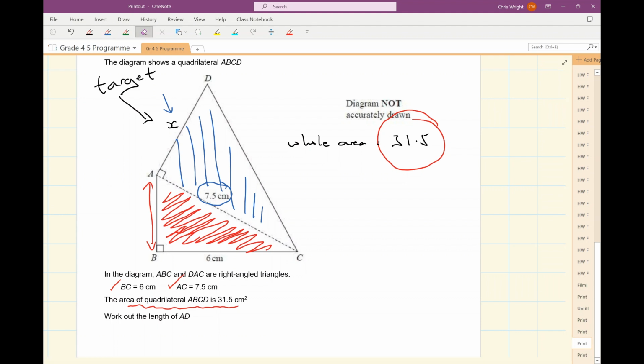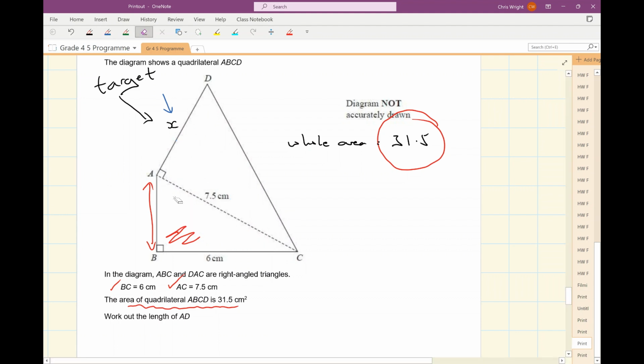Okay, so let's do that. Let's go backwards. So we'll start by working out that red length from A to B. So I'm looking at the bottom right-angle triangle. I've got 7.5 squared and 6 squared, and then I'll just have to decide, am I adding or subtracting? 7.5 squared is 56.25. 6 squared is 36. Now, in this case, I've got the hypotenuse already, haven't I? So I'm going to be subtracting.